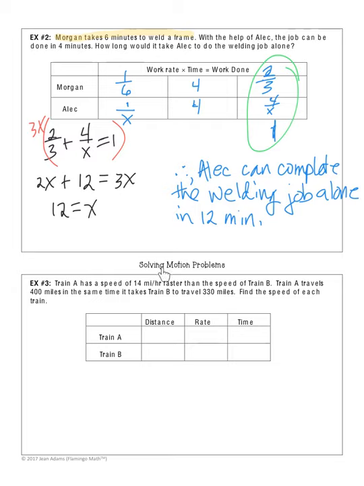This time we have a motion problem. Motion problems means you're going in a particular direction at a particular rate, where work problems are you're completing a job at a particular rate. So they both have rates, but one's going in a direction and one is completing a job.